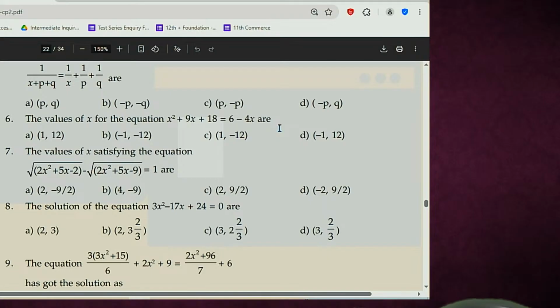Okay, question number 6 is solved. Tell me what is the correct answer. I want you all to solve it.